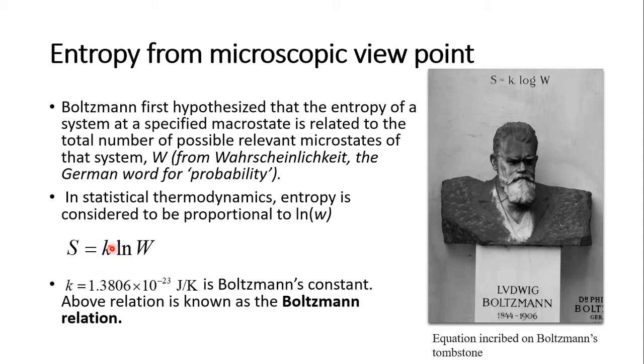Now this K value is called the Boltzmann constant, and its value is given over here: 1.3806 times 10 raised to minus 23 joule per Kelvin. So if you see, the K unit is joule per Kelvin. So what will be the unit of entropy? Joule per Kelvin. Make a note of this somewhere. The unit of entropy can be joule per Kelvin or kilojoule per Kelvin. For this equation, it is joule per Kelvin.